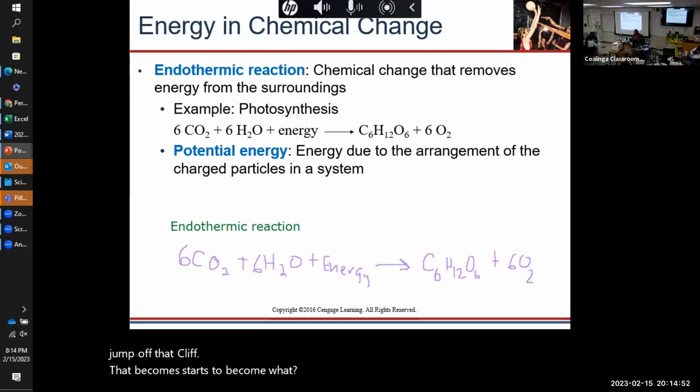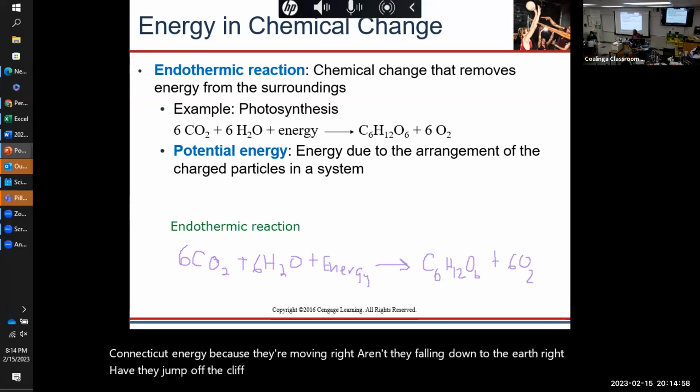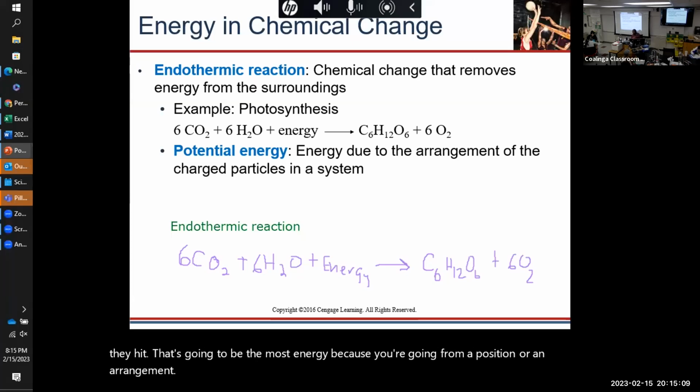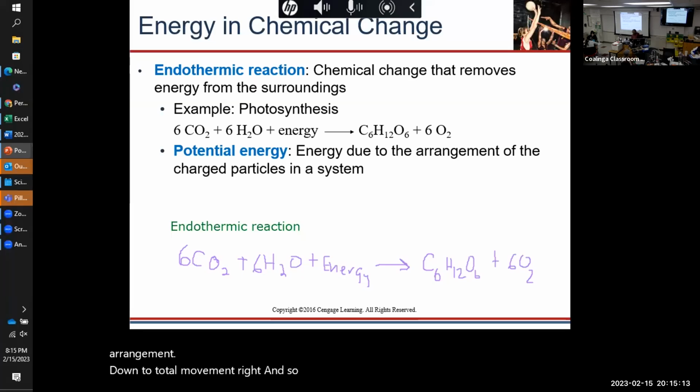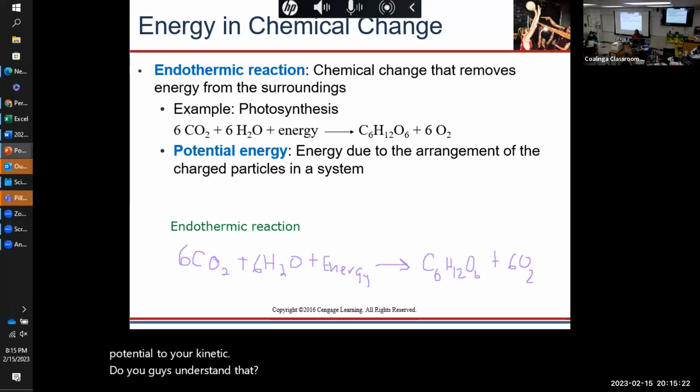Kinetic energy, because they're moving, right? Aren't they falling down to the earth as they jump off the cliff? Their highest kinetic energy will be right at impact. As soon as they hit, that's going to be the most energy, because you're going from a position or an arrangement down to total movement. So as you're shifting down, you're changing from your potential to your kinetic. You guys understand that? Okay.